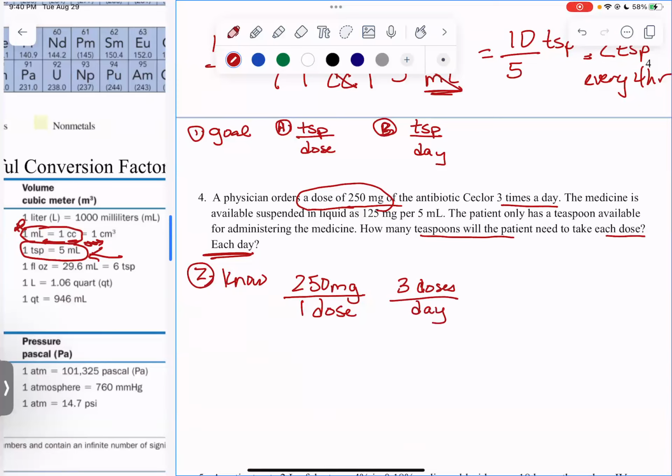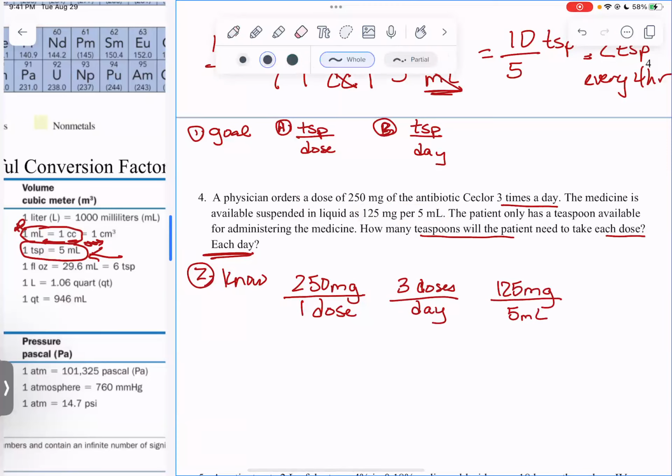So I'm just listing relationships that I know. What else was I told in this problem? I'll kind of erase some of this. I was also told that the medicine is available suspended in a liquid as 125 milligrams of medicine per 5 milliliters of solution. Okay. What else do I know?